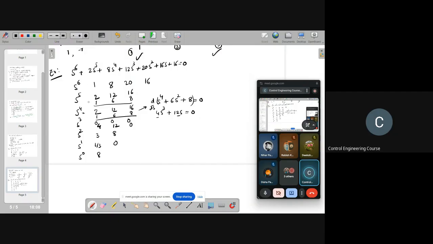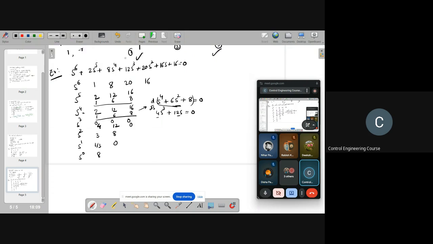But here, how do you analyze the stability of the system? It is not just the system stability based on the sign changes in the first column. We also analyze the roots of this auxiliary equation. The auxiliary equation can have roots on the imaginary axis, and in that case it is marginally stable. And if the auxiliary equation has roots on the right half of the s-plane, then it is unstable, even though there are no sign changes here. So these two things you need to analyze.